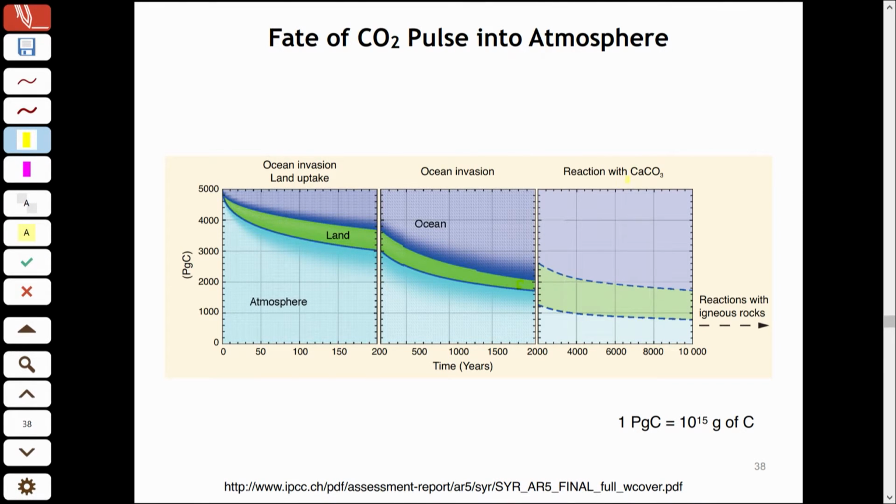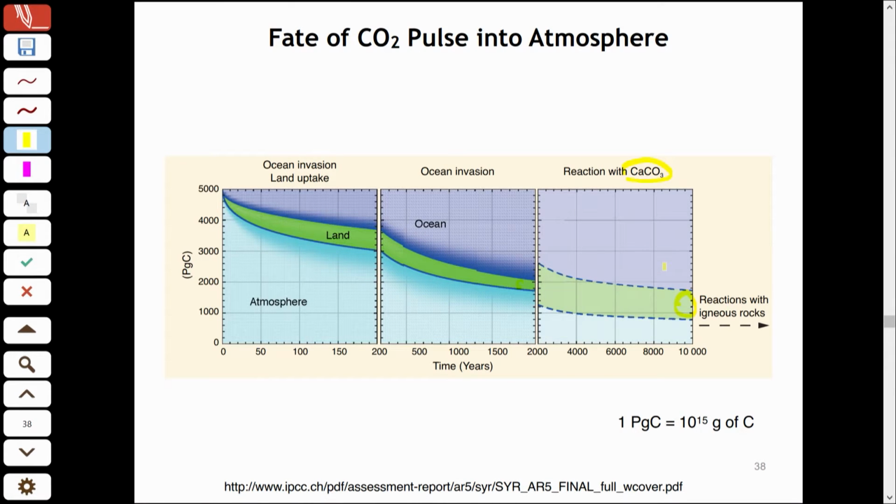And after slow reaction with calcium oxide to form calcium carbonates, it becomes solidified. So, after 10,000 years you still have about 15% of carbon dioxide left, and then you have some in land and the rest in the ocean. So, you have slow evacuation of carbon dioxide.